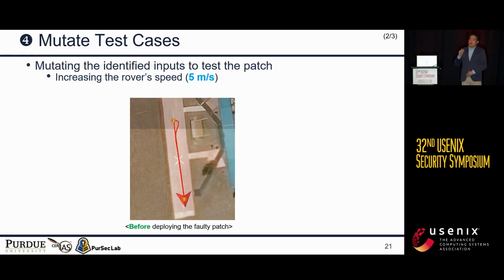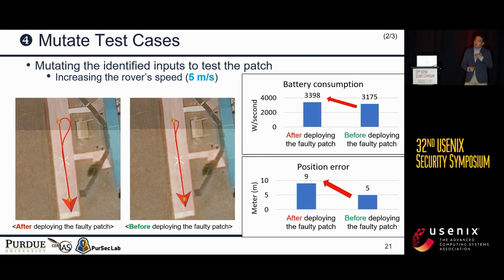In order to clearly understand this mutation algorithm, let me give you an example. In this example, PatchVerif has already increased this vehicle's ground speed by 5 meters per second. The figure below shows before we deploy the faulty patch. However, after we deploy the faulty patch, the patched version shows increased position error and battery consumption.